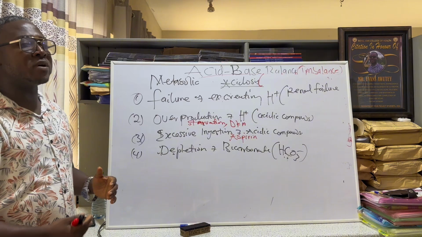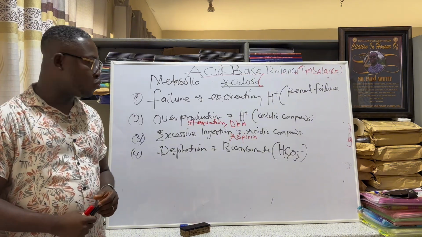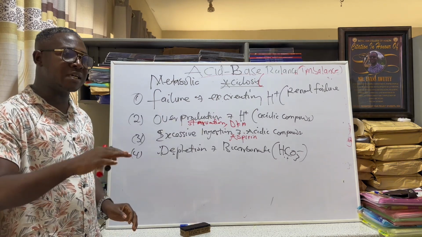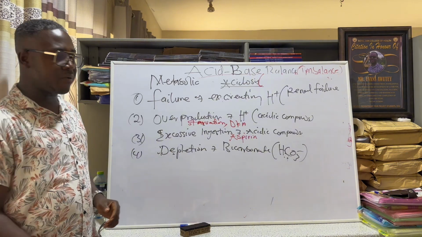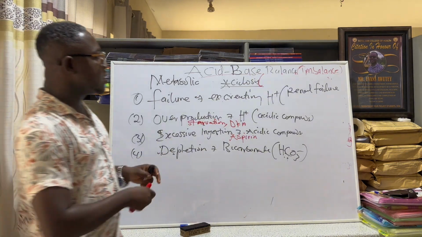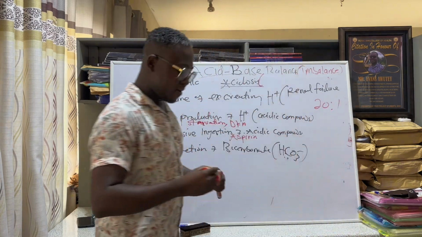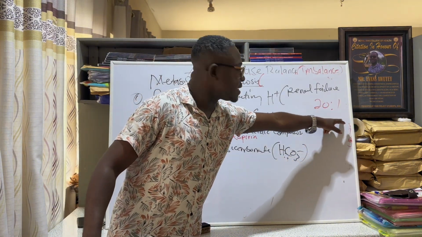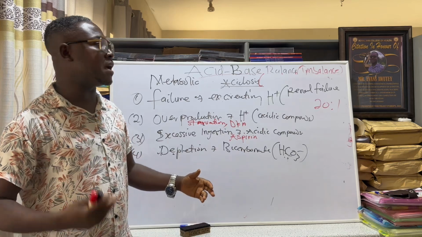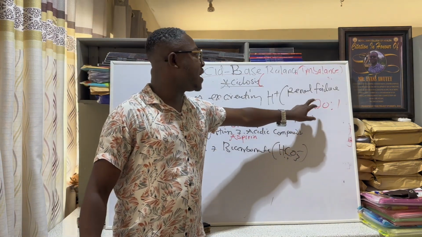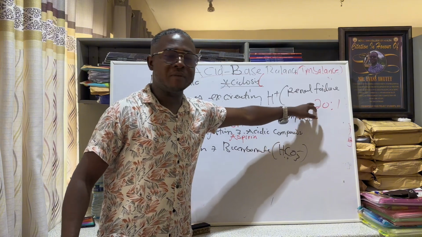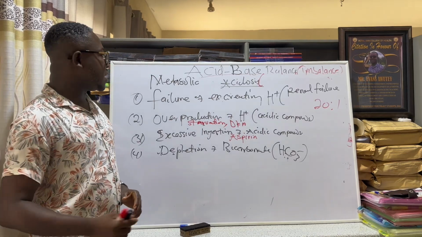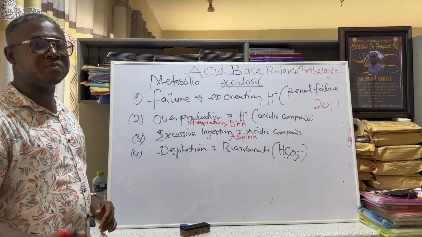And then depletion of bicarbonates. For instance, when a patient has frequent loose stool, the person is losing bicarbonate because the sodium bicarbonate is found in the intestine. So when you are having excess diarrhea, you are losing bicarbonate, and the bicarbonate is supposed to be 20 parts, and then we have carbonic acid to be what? 1 part. And so as the individual is having that diarrhea, you are losing some amount of bicarbonate, and that will change the ratio of the bicarbonate, and that can also lead to what? Metabolic acidosis.